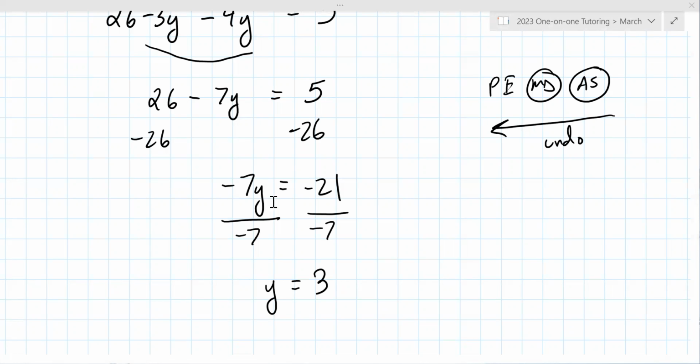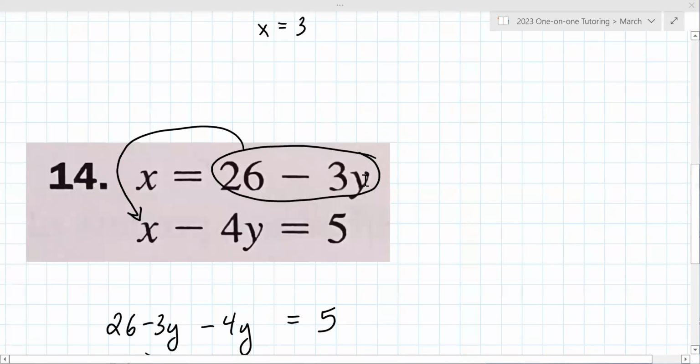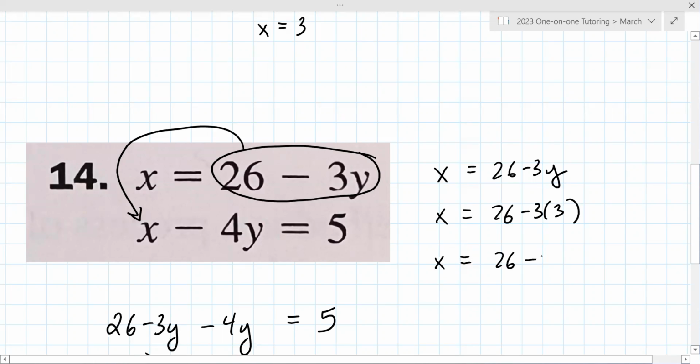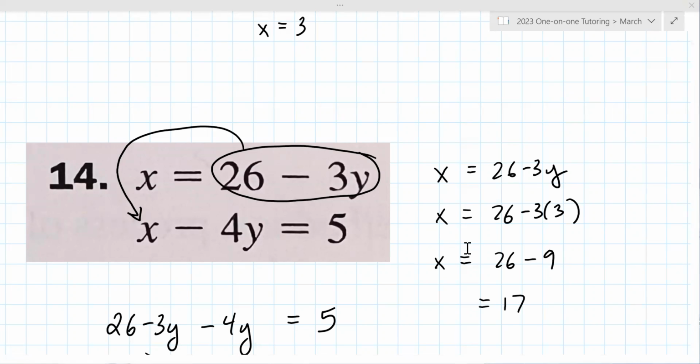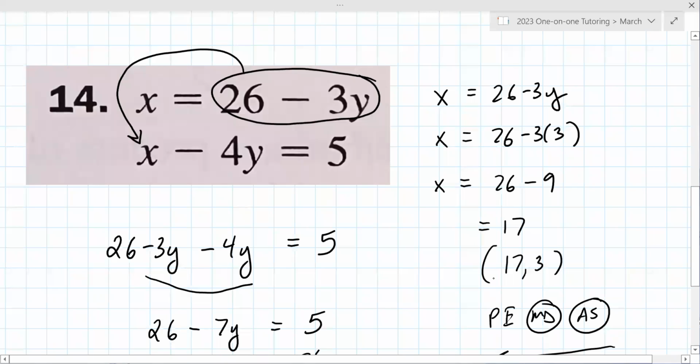We're not done though. We've got y equals 3. We go back to this first equation, x equals 26 minus 3y, and we put 3 in for y. So that's 26 minus 9, or 17. So you want to give both answers. So you do the parentheses again, the 17 and the 3. Yes. So your answer is 17 comma 3. That's probably the best way to present your answer.